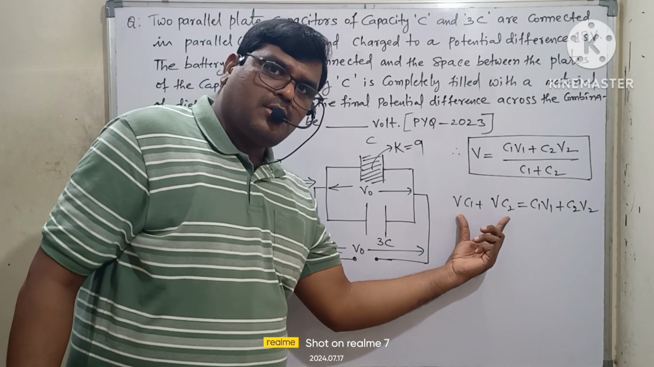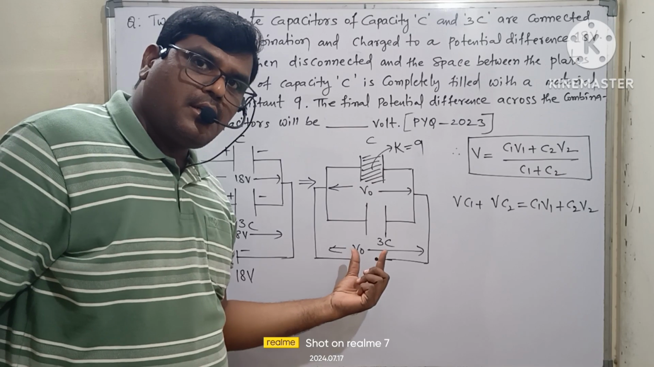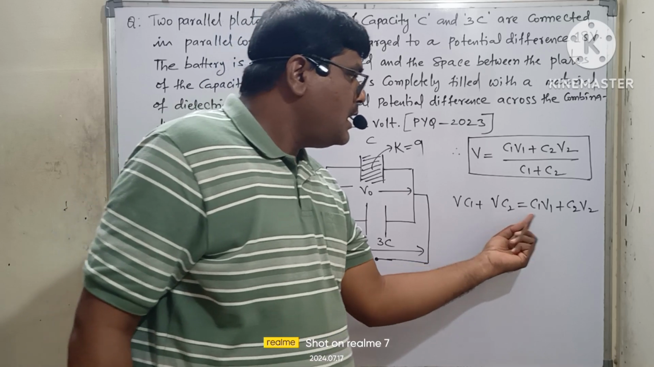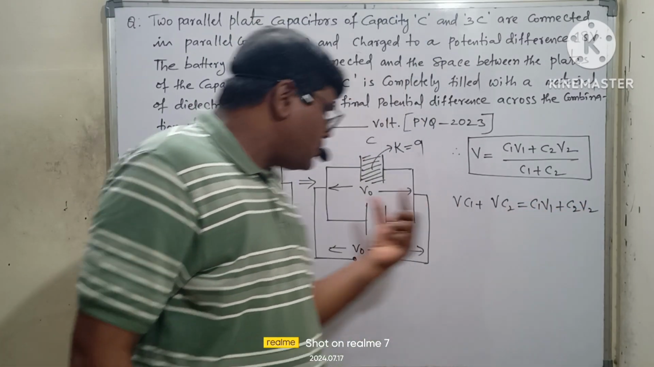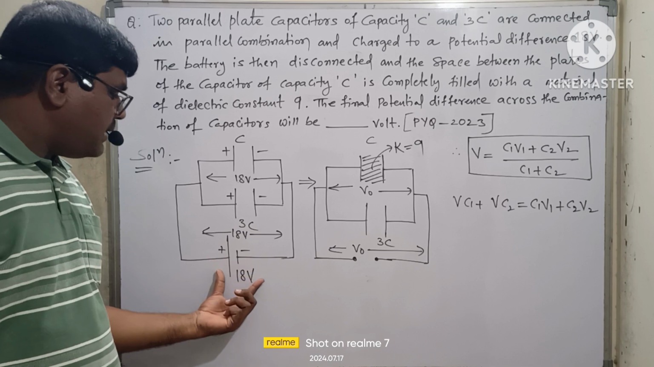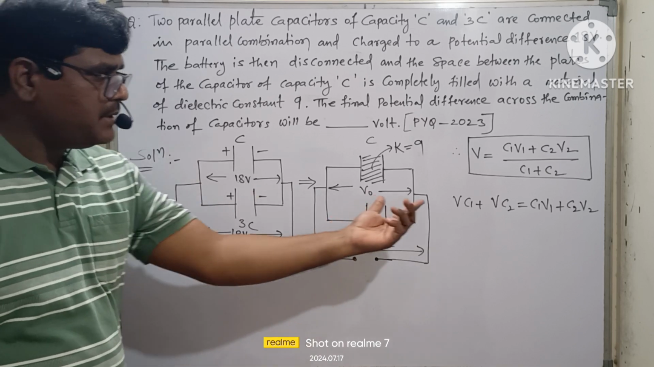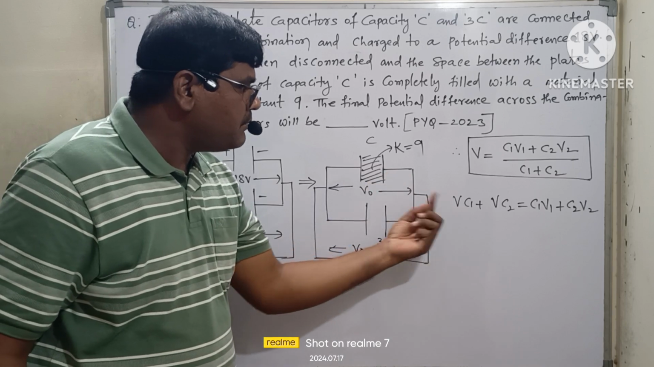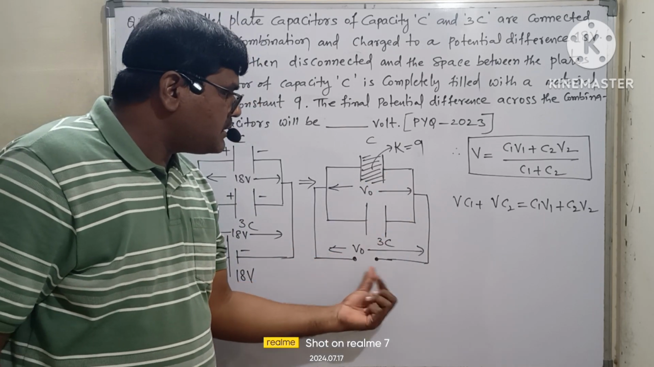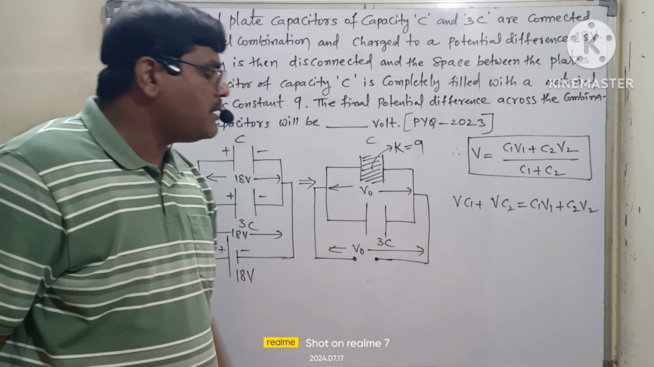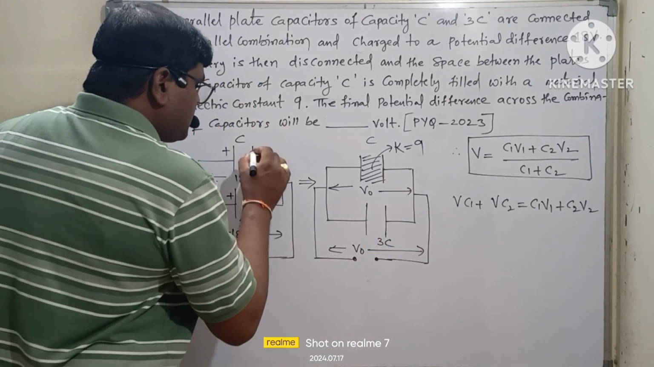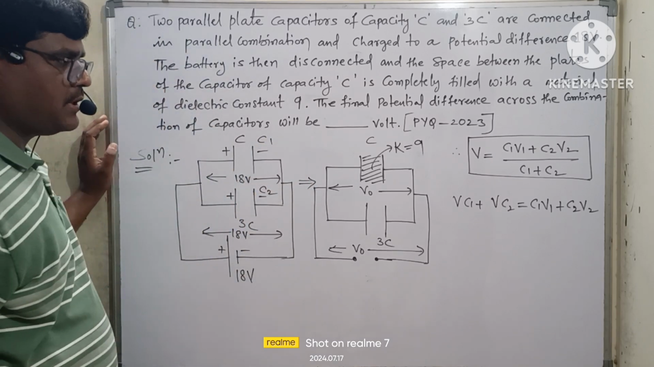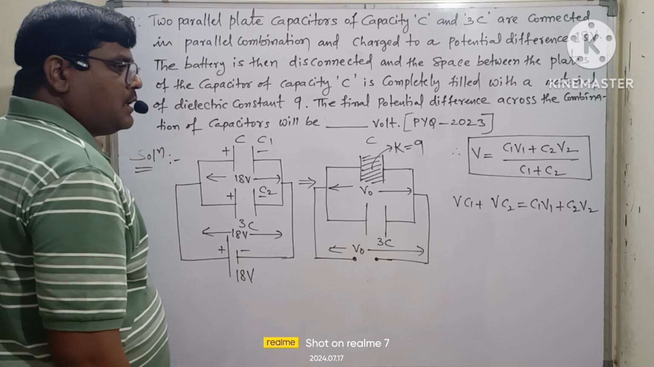Total charge of this combination after disconnecting the battery is equal to total charge of this combination when the battery is connected. That is the meaning here. Total charge Q is equal to C1 into V, and the other is C2 into V. This is considered as C1, and this is considered as C2.